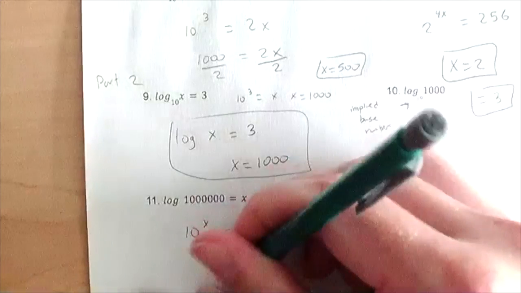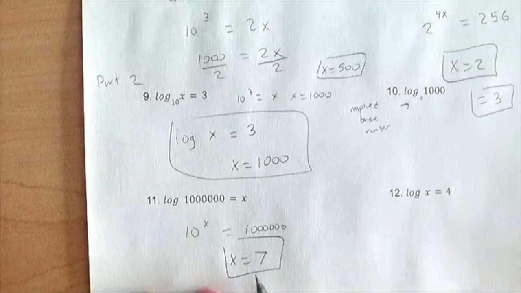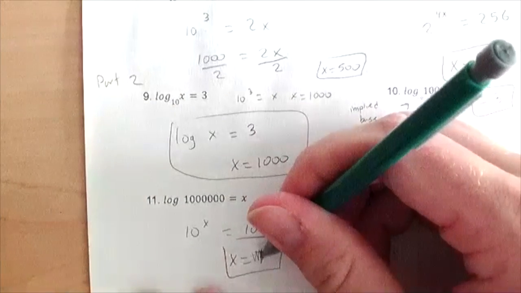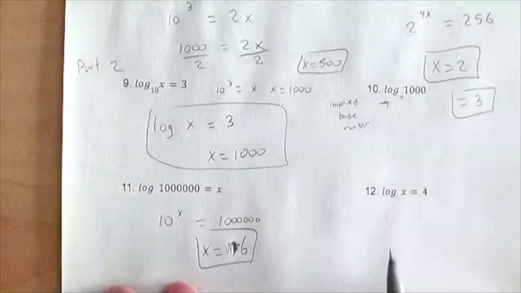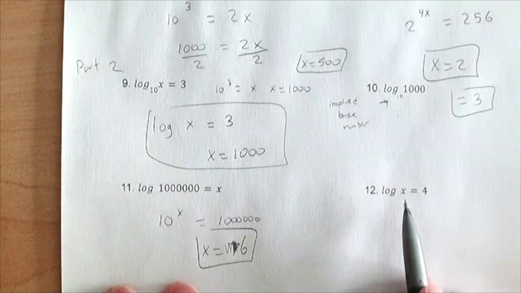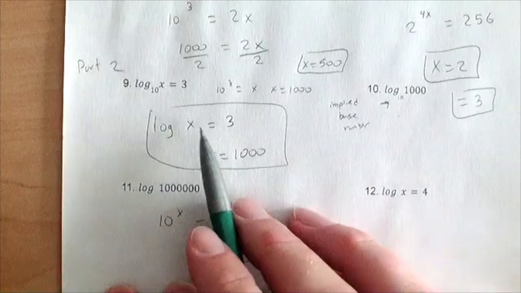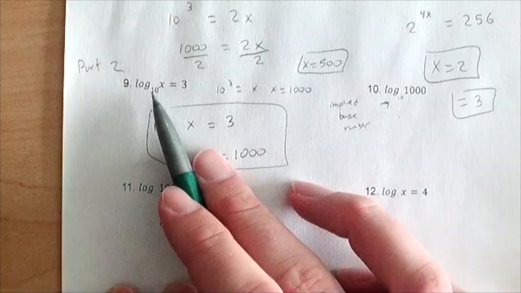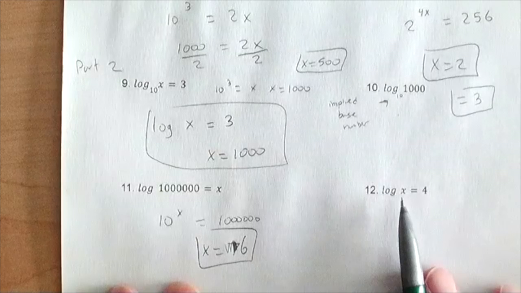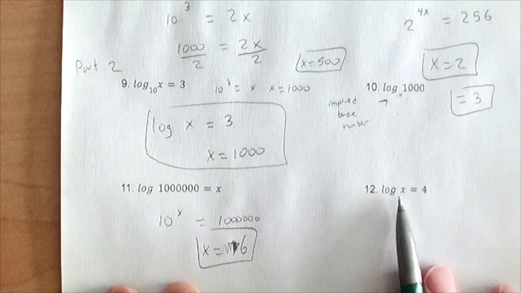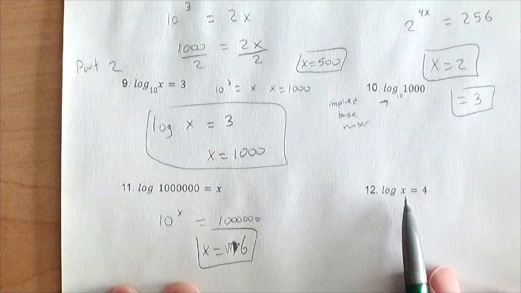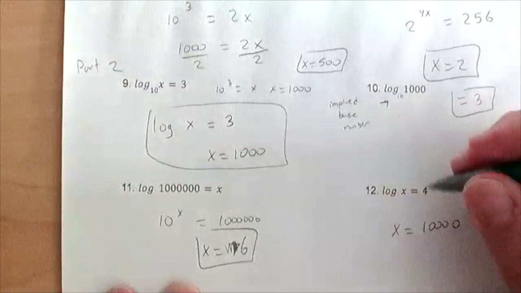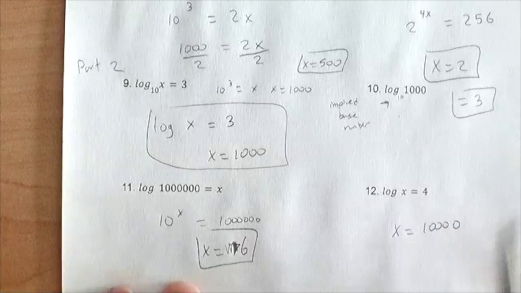There are 6 zeros here, so this is going to be 6. Here we see log x equals 4. And that's just like that first example, right? There's no base, so it's implied that it's 10. So think 10 to the 4th is x, so x is going to be 10,000. This is just telling you pretty much how many zeros there are.